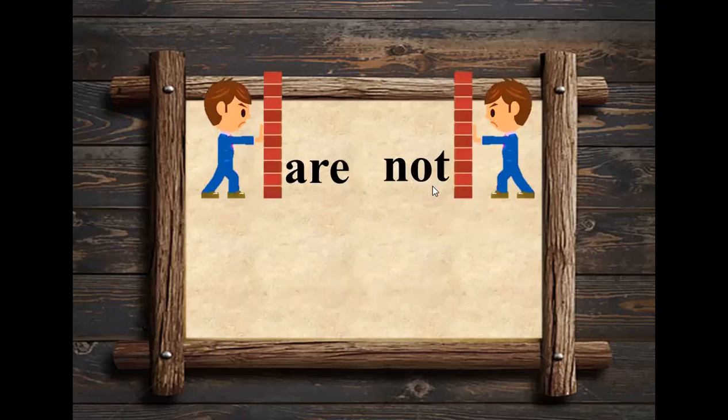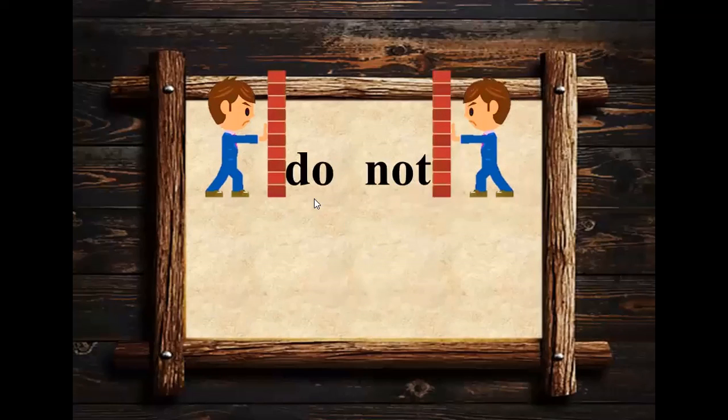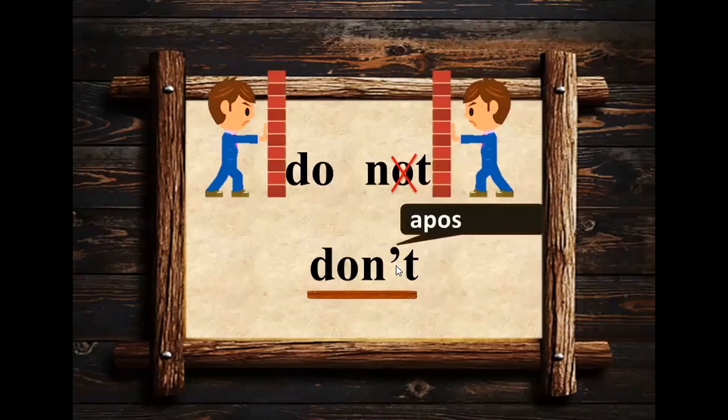Are not. We can join these two words and shorten them or contract them by removing the letter O from the second word not. And the contracted form of the word will be aren't. Here, the place of the letter O that was removed is taken up by an apostrophe. The next example that I have for you here is do not. By removing the letter O from the second word not, we get the contracted form don't. And an apostrophe is added in place of the missing letter O.